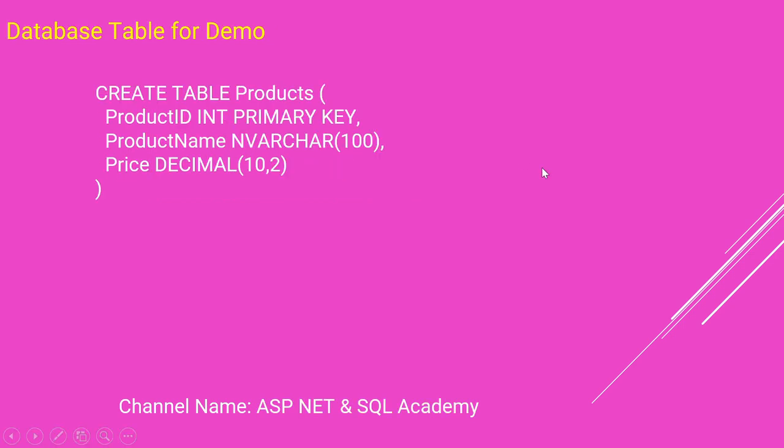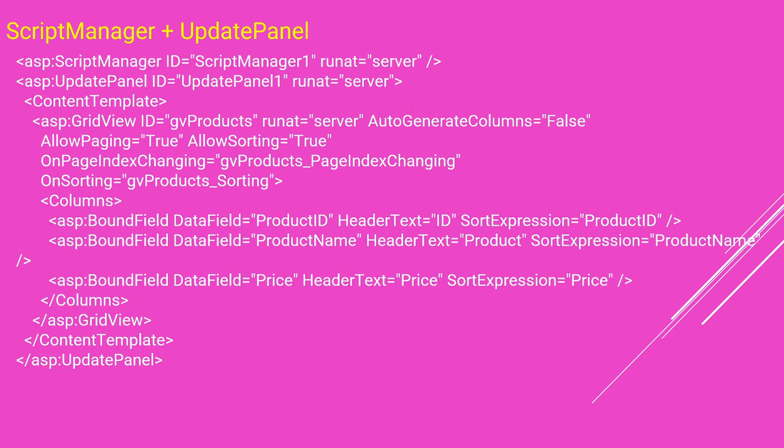We will use this simple products table to display data in the grid view and enable sorting and paging with AJAX. Here we wrap the grid view inside an update panel. This ensures paging and sorting happen using AJAX, avoiding full postbacks.